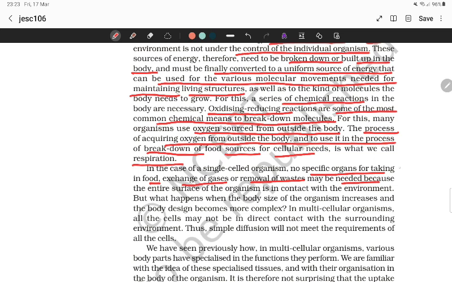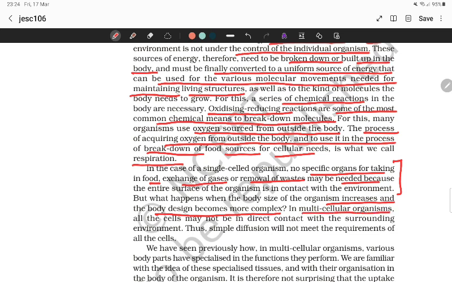It forms a very important question. Further we will discuss it in different method in different class, but right now we have to understand that the complexity of the organism is the next important attribute to say how these energy resources are consumed or how much amount of energy has to be spent or is required by the organism. But what happens when the body size of the organism increases and the body design becomes more complex?